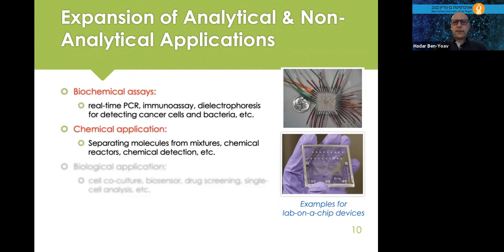Chemical reactors, chemical detection. We talk about generating a drug. So everything can be done on a micro scale instead of in big beakers. When you mix different kinds of chemicals to synthesize new types of chemicals, you can do everything on a chip in a very controlled way.